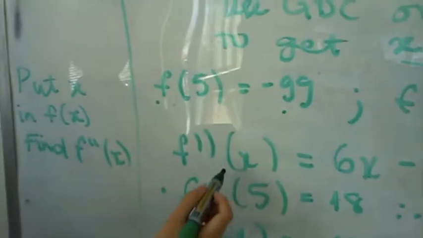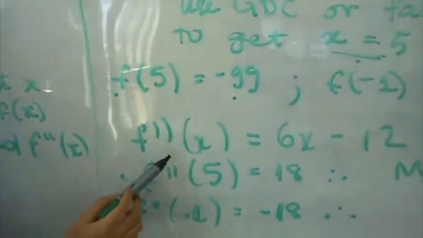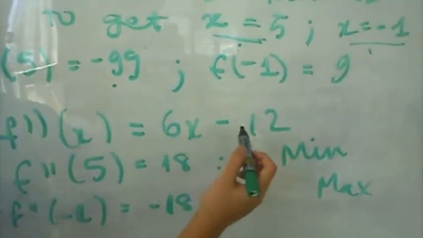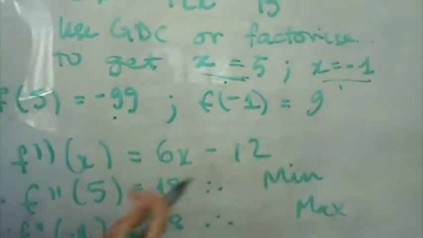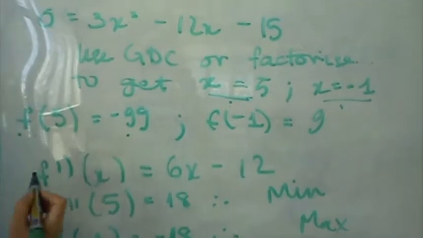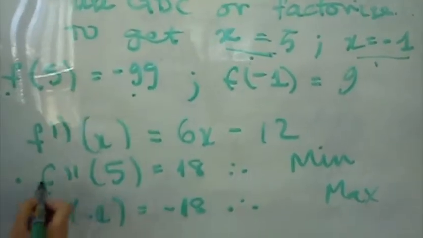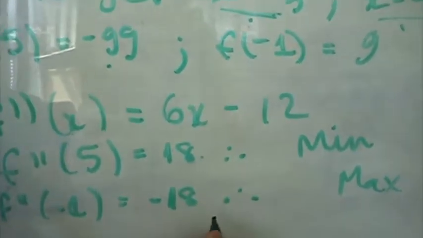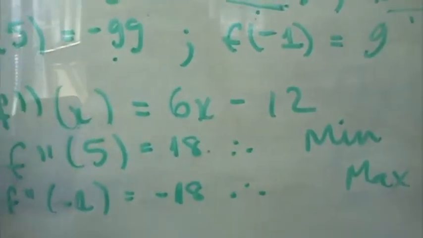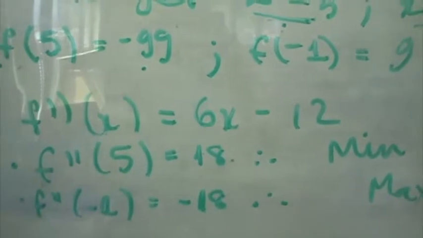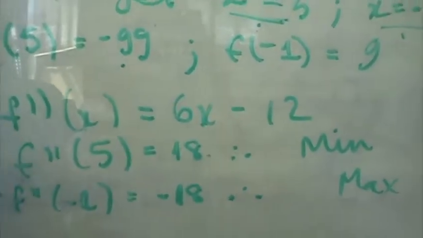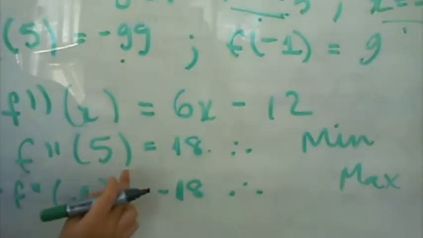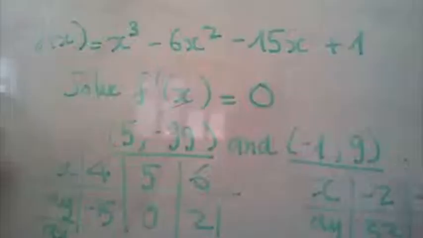And then you find the second derivative by differentiating the first. So it's 6x minus 12. That's the second derivative. And then you plug the values of x into the second one to get 18 and minus 18. As I said before, if the second derivative is less than 0, then it is a maximum, and if it's more than 0, then it's a minimum.